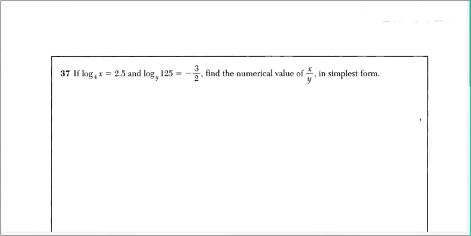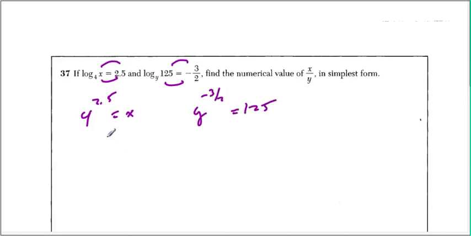Alright, log base 4 of x is equal to 2.5, so that gives us a couple of things. What we do is loop-de-loops, because it's 4 to the 2.5 is equal to x. Same thing here. Y to the negative 3 halves equals 125. So 4 to the 2.5 is 32.